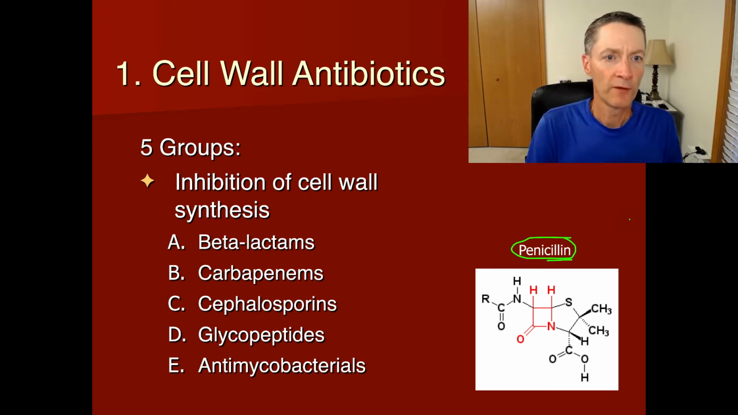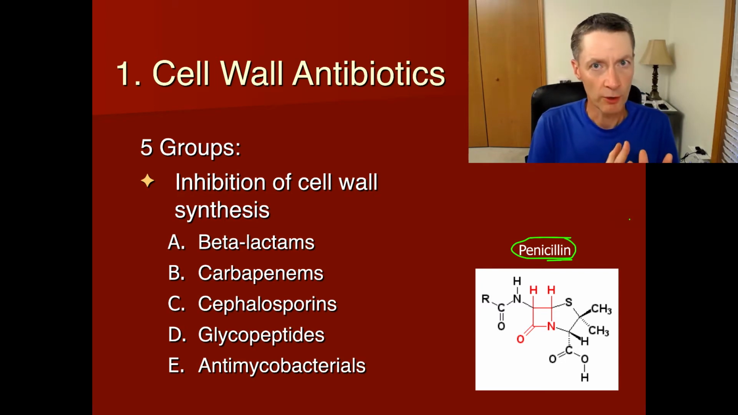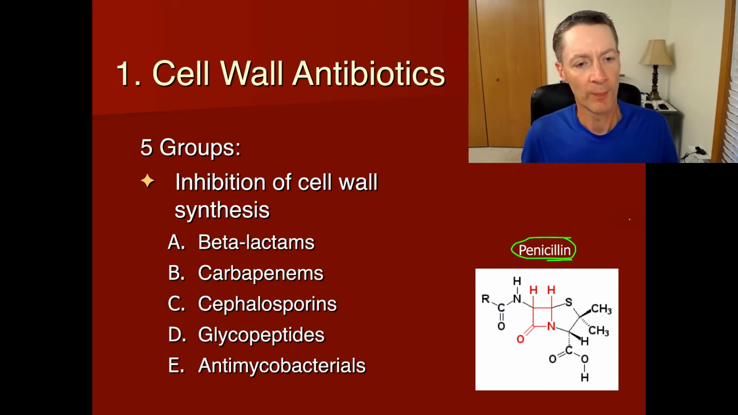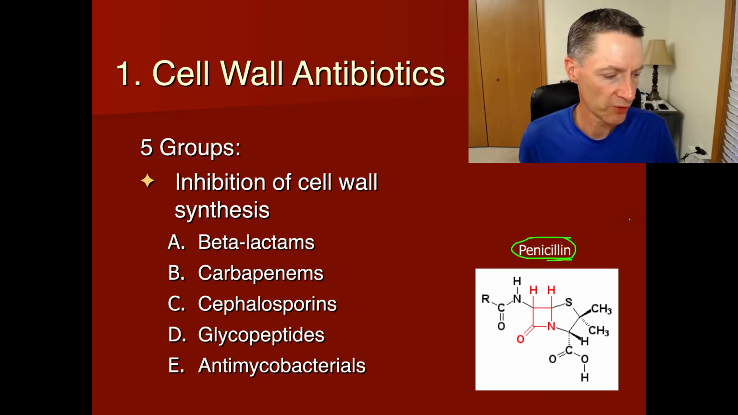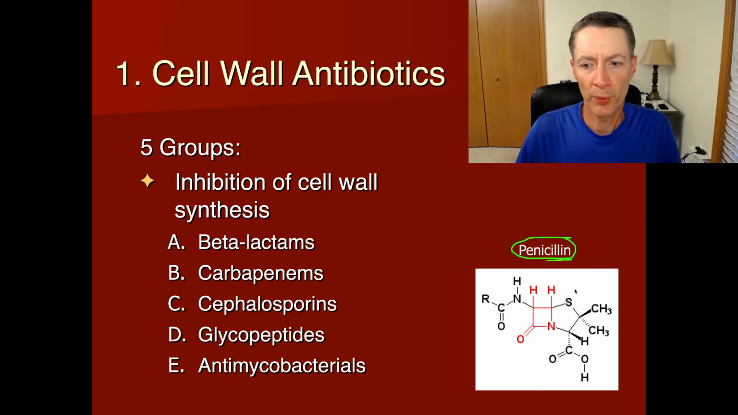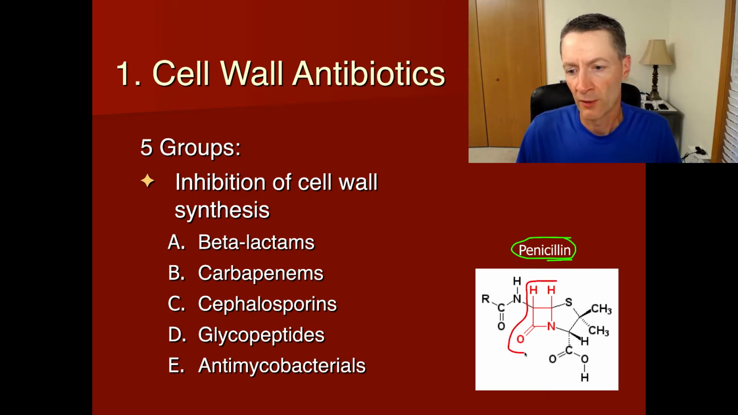Now this category of cell wall has the most subgroups, so it gets easier, okay? But these are the subgroups. So let's look at the beta-lactams first. And what I want to bring your attention to here is this penicillin molecule down here. Now I'm not going to have you reproduce these or identify these, but I do want to bring attention to this square right here, the square in red here.